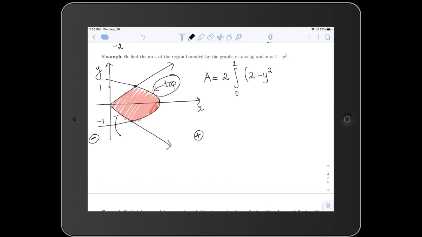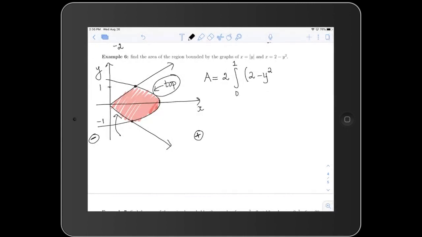And then this, the linear function, is the bottom. Okay. Now, actually, in this case, we should split it up. And why is that? Remember that the absolute value function is really a piecewise defined function. So it's equal to y on the positive side, but it's equal to negative y on the other side.